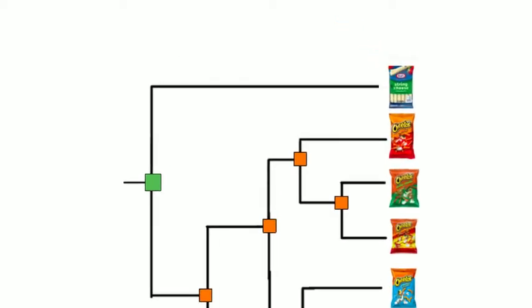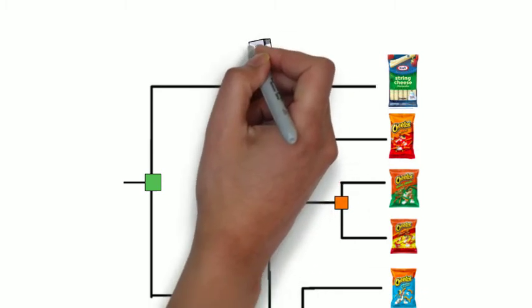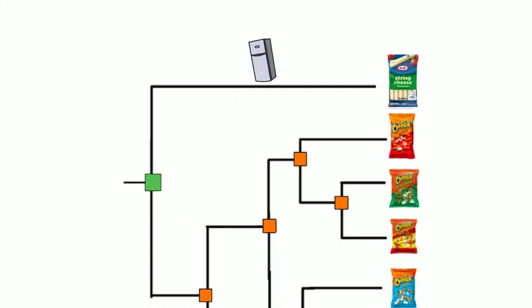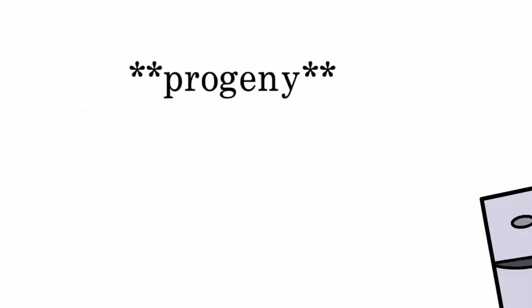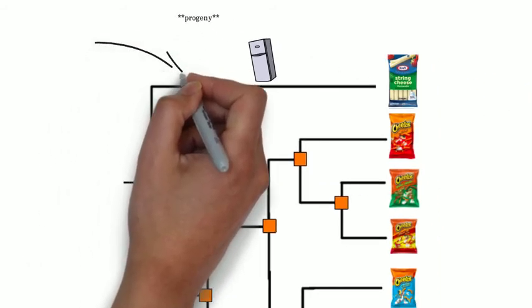To begin, the cheesy snacks share the same common ancestor: string cheese. String cheese can be found in the fridge, while the other cheesy snacks can be found in the pantry. Because it exists in the fridge and not the pantry with its cheesy protege, the string cheese is the outgroup.